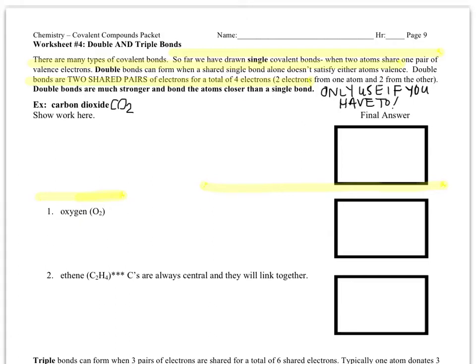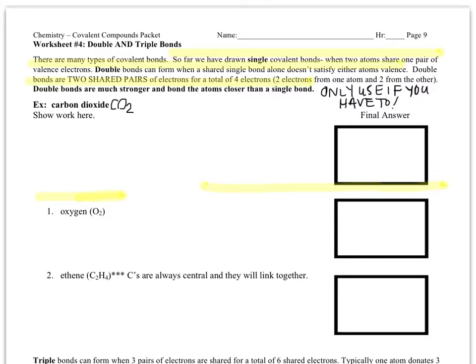This is worksheet 4 of the covalent compounds packet, and this is where you get the rest of the story. Okay, so far in worksheet 3, we learned how to draw covalent bonds that are called single covalent bonds. So two atoms share one pair of electrons. There's one line in between the two atoms, right? And 90% of the time, that's it. That's all you're going to need.